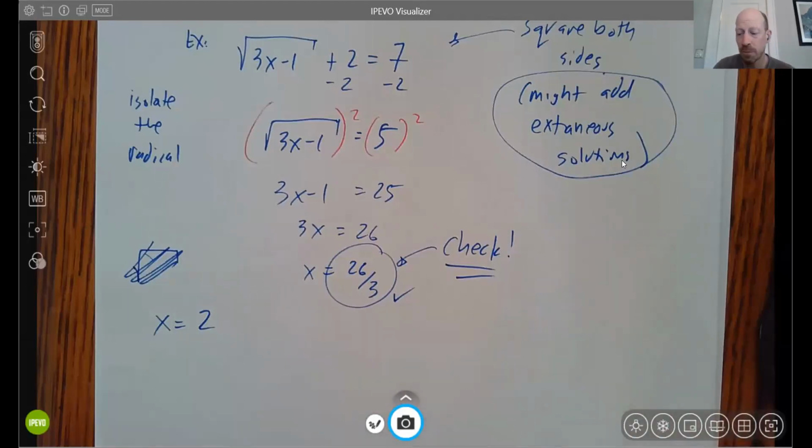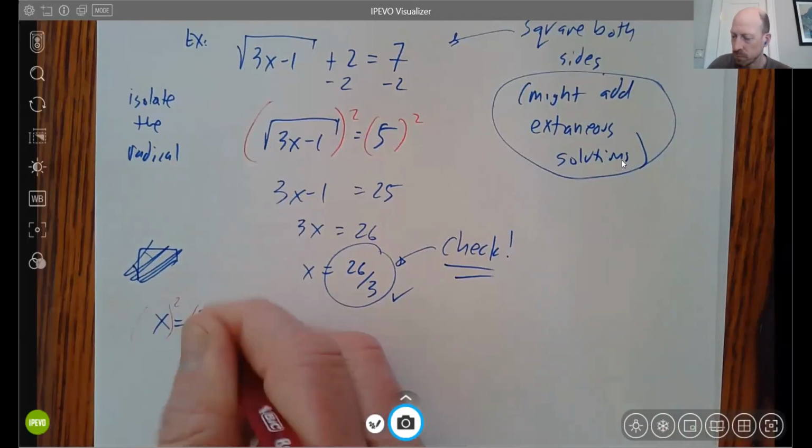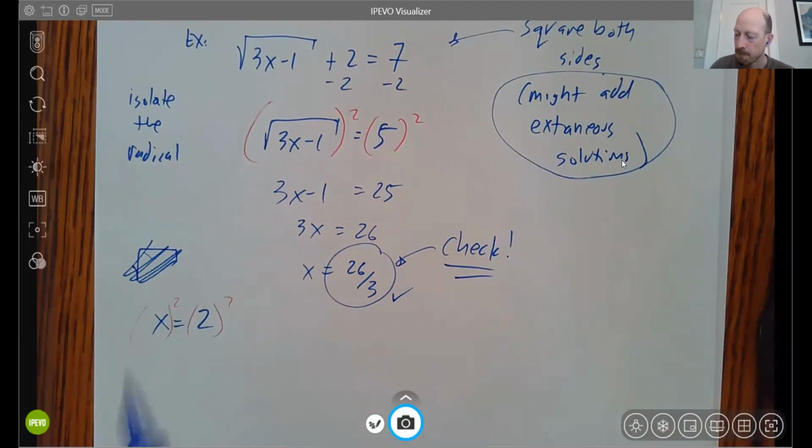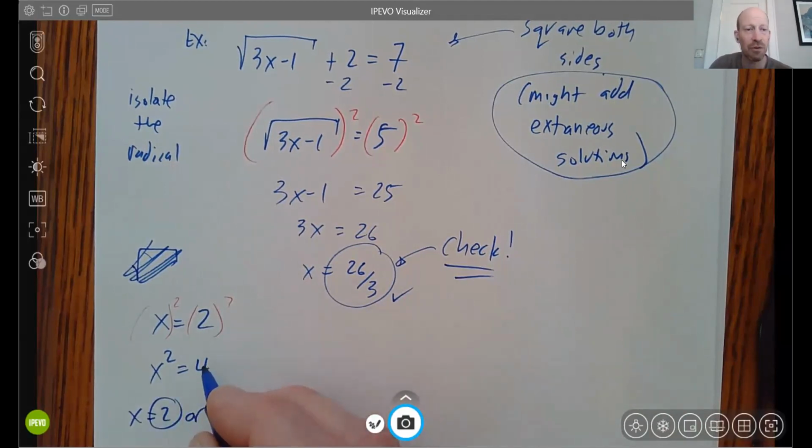But if I square both sides, I get that x squared equals 4. And notice here, we actually have two solutions, right? For x squared equals 4, that says x equals 2 or x equals minus 2. So by squaring both sides, I have introduced a new solution.